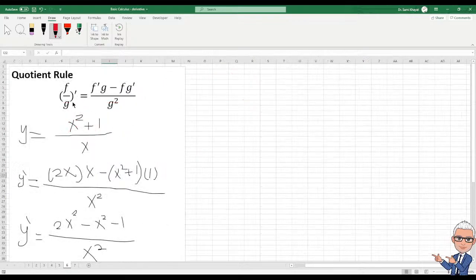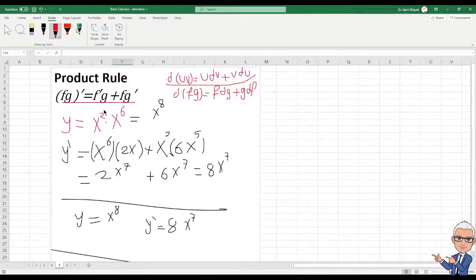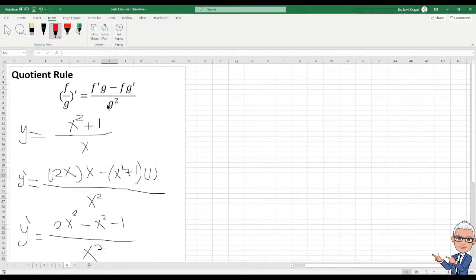But when you go to the quotient, it is a minus between them, and then always you start with the derivative of the one up. You cannot switch it, but the other one here, you can switch, it doesn't matter, because between them is a plus, and you divide it by the function one down squared.